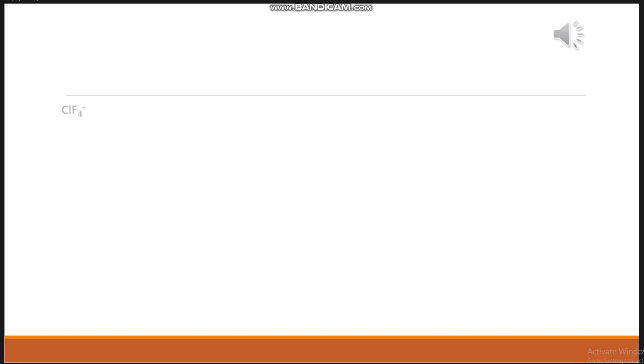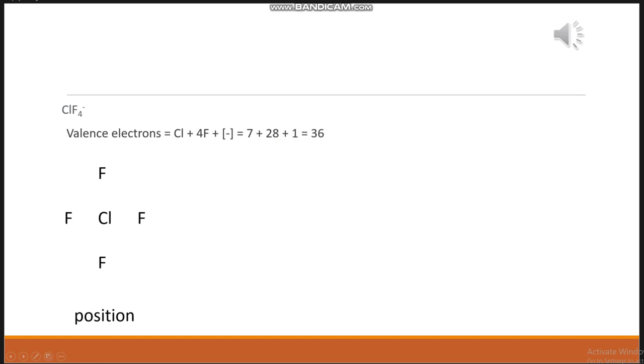As for ClF4-, we see that we have 1 chlorine, 4 fluorines, and as the ion is of a negative charge, 1 additional electron. So that would be 7 plus 4 times 7, which is 35, plus 1, to give us 36 valence electrons. Now, when drawing the structure, we will plot the chlorine in the middle, and we will surround it with the 4 fluorines. We will then add the bonding pairs, which accounts for 8 of the electrons, so 28 to go.